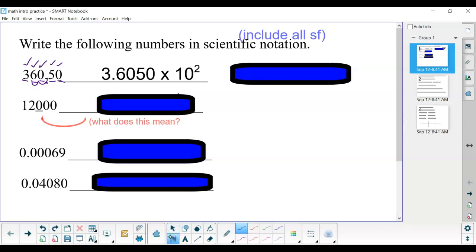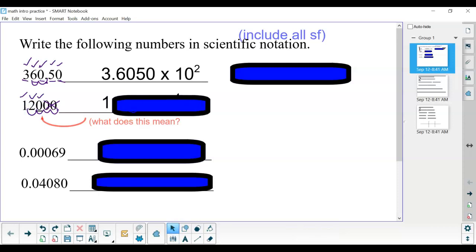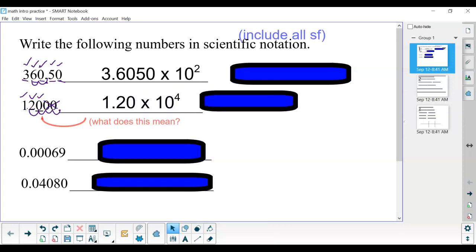In the next example, significant, significant, underlined makes it significant. These are not significant. They're still part of the value, but they're not going to be included in our scientific notation. So if we imagine our decimal point there, 1, 2, 3, 4 places. 1.2. We indicated that this value was significant, so 1.20 times 10, we moved 4 places.